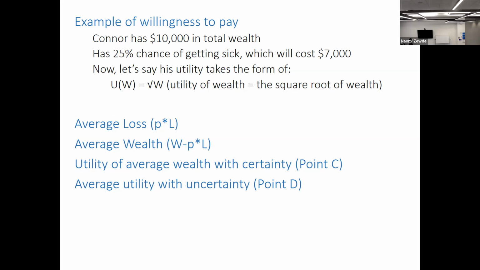So let's calculate that. Square root of 10,000 times 0.75, because these are two potential scenarios: a 25% chance of having the utility of losing everything and a 75% chance of having the utility of losing nothing.